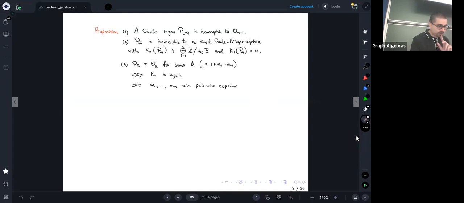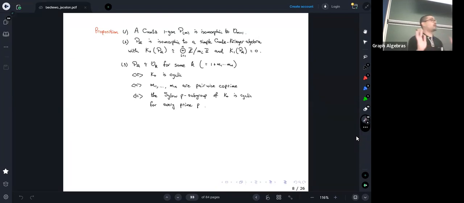First of all, by something like the Chinese remainder theorem, which we talked about in our undergraduate days, this is cyclic precisely when these m_i are pairwise coprime. Another way of thinking about this is that the Sylow p-subgroups of K0 are cyclic for every prime p.